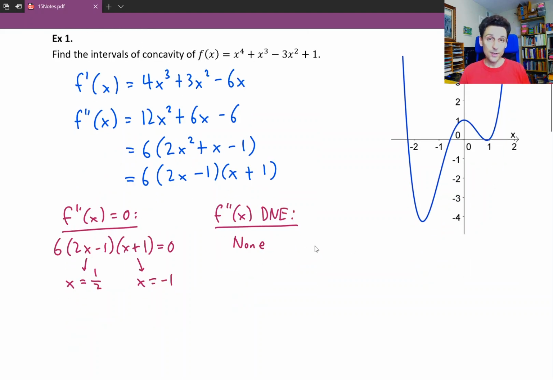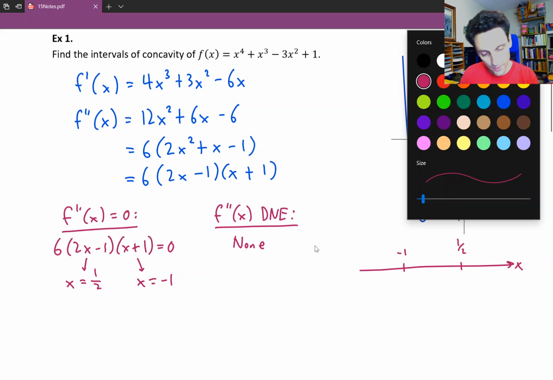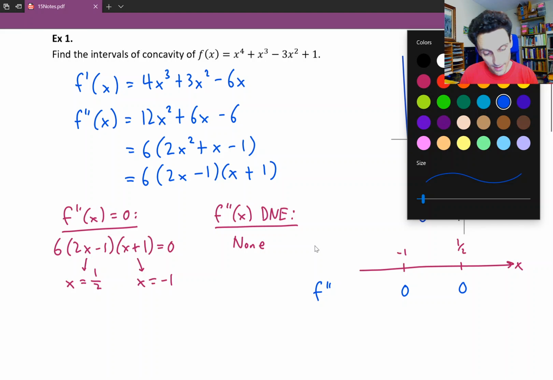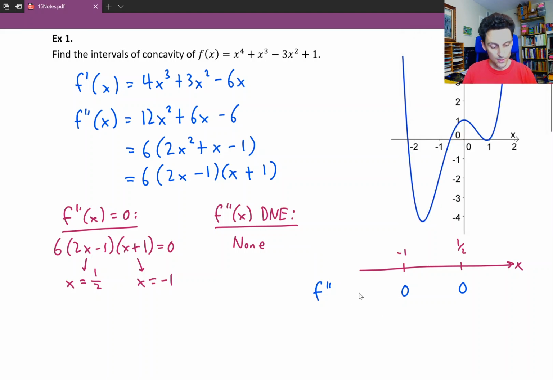Now what we're going to do is figure out the sign of the second derivative. So we'll make a number line, put those x values that we found on it. Make a row now for the second derivative, which was 0 at those values, and then do a sign analysis on the second derivative. So this row is the outputs of the second derivative. The output of the second derivative at -1 is 0, and at 1/2 is 0.